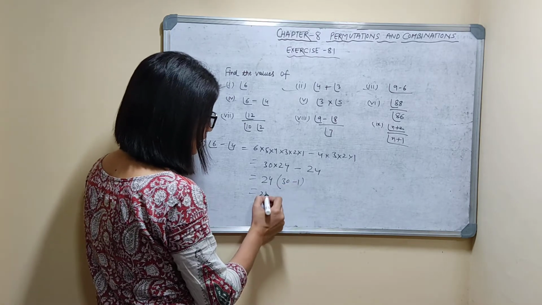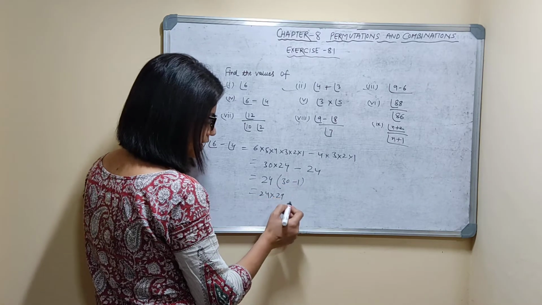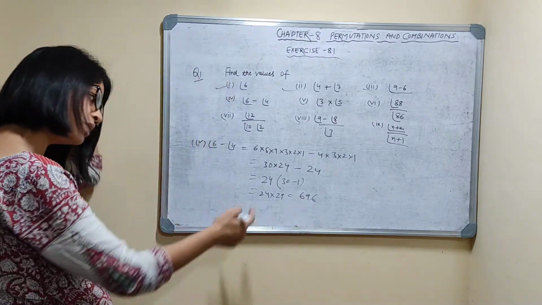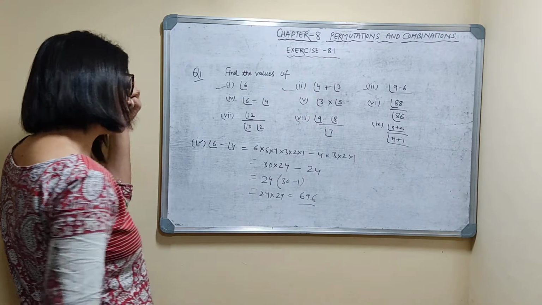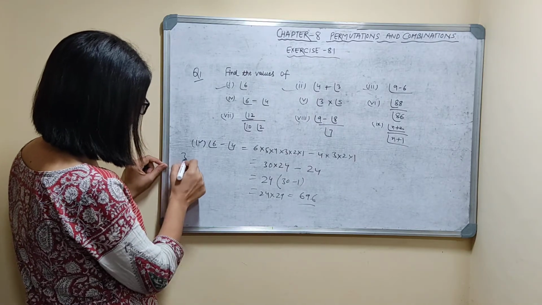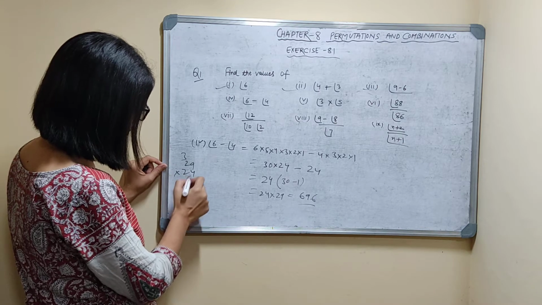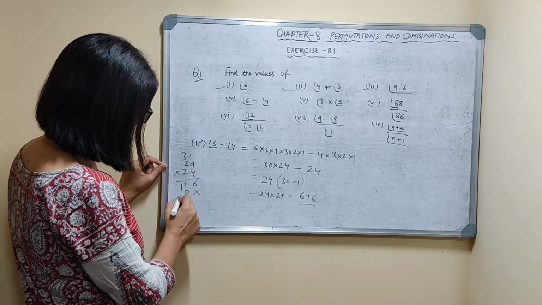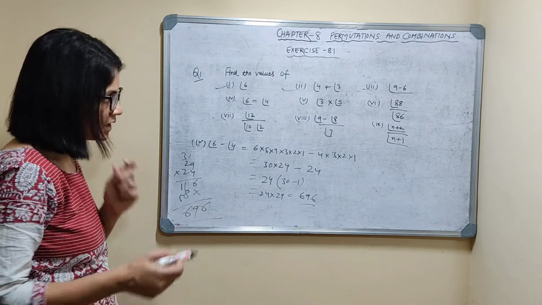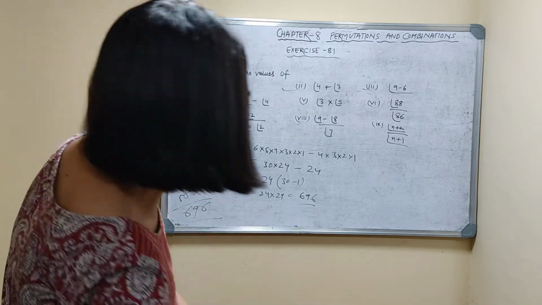So it will be what? 24 into 29. So answer will be 696. You can check: 29 into 24. 4 9s are 36, 4 2s are 8, 9, 10, 11. 2 9s are 18, 2 2s are 4, 1, 5, 6, 9, 6, 696. Part 4 is covered.